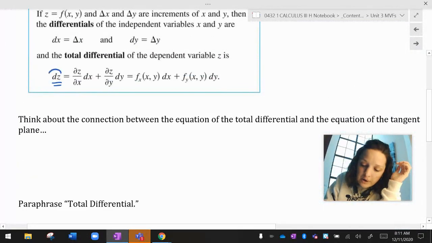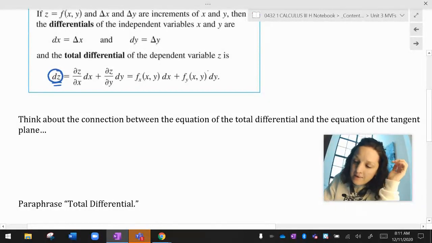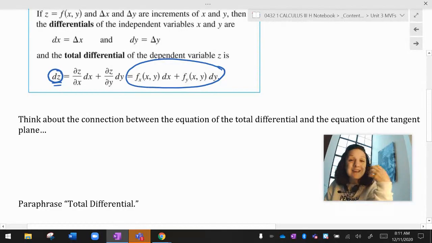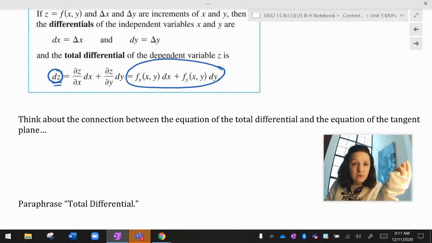And what you end up finding out is dz is equal to the derivative with respect to x times dx plus the derivative with respect to y times dy. In other words, the slope times the change in x plus the slope times the change in y. Now, I'm using the word slope very vaguely here. When I say slope, I mean f sub x is the slope of z with respect to x.